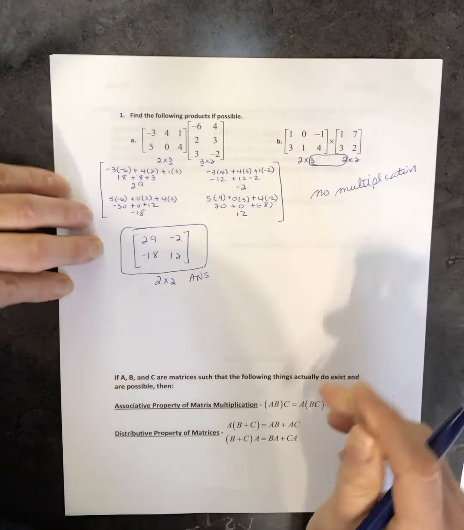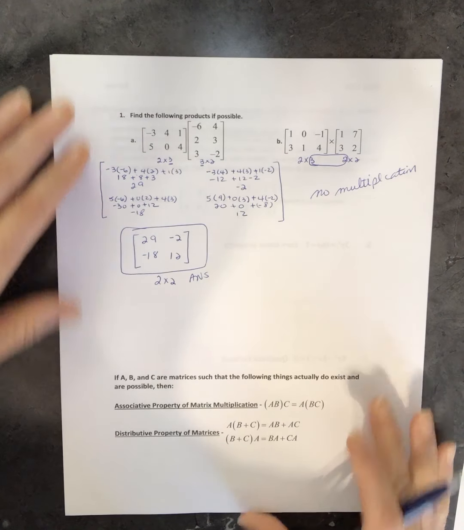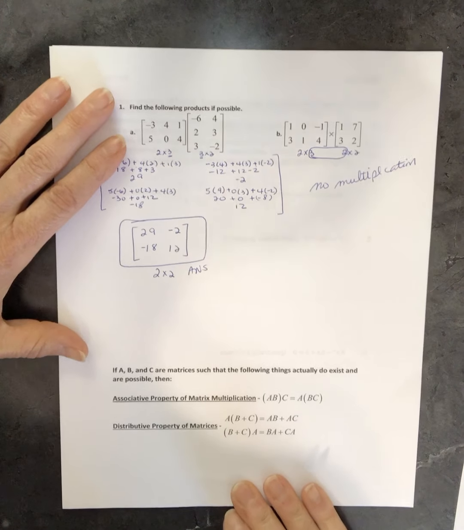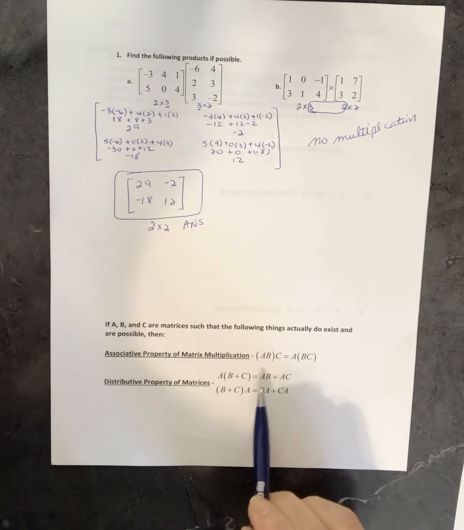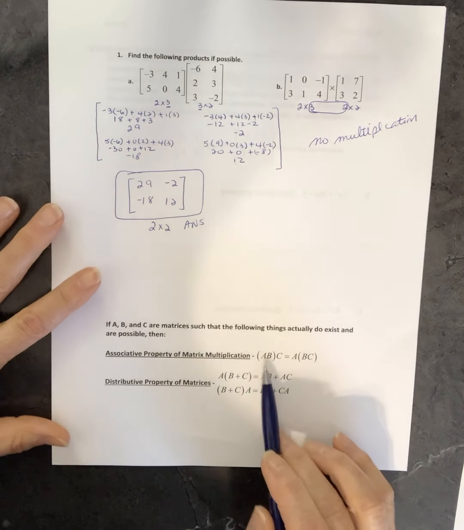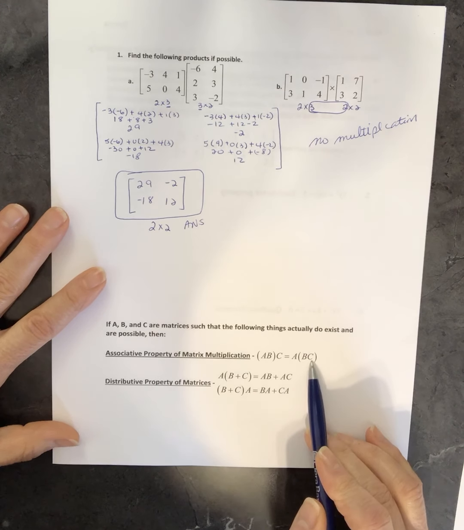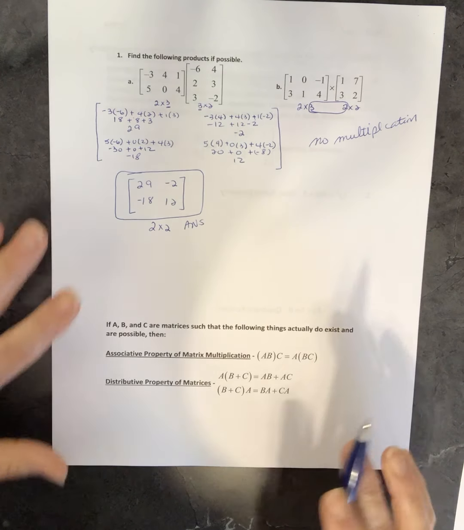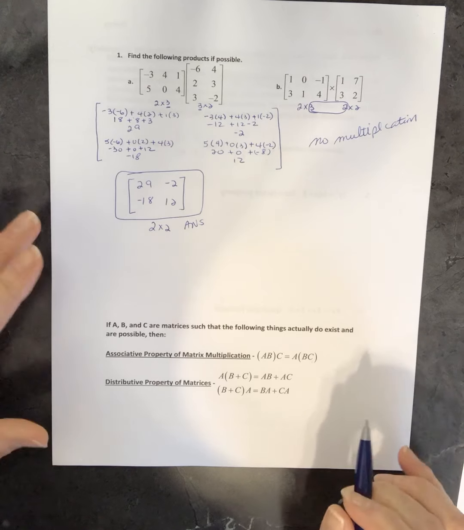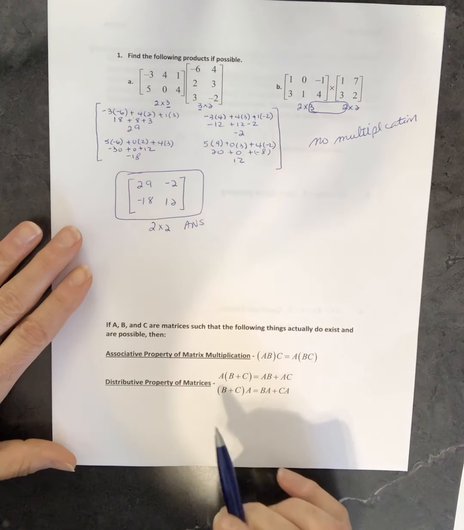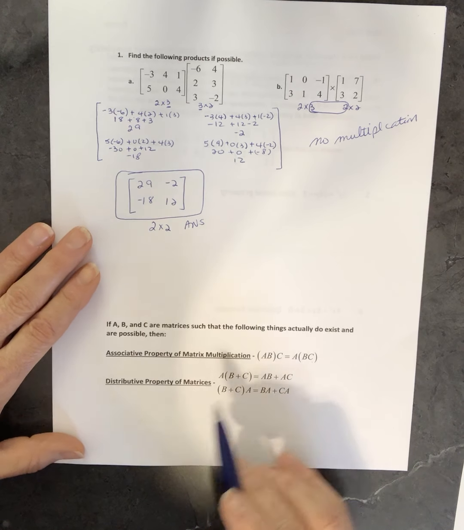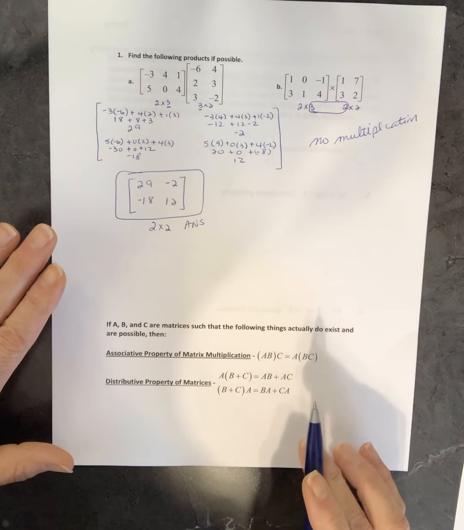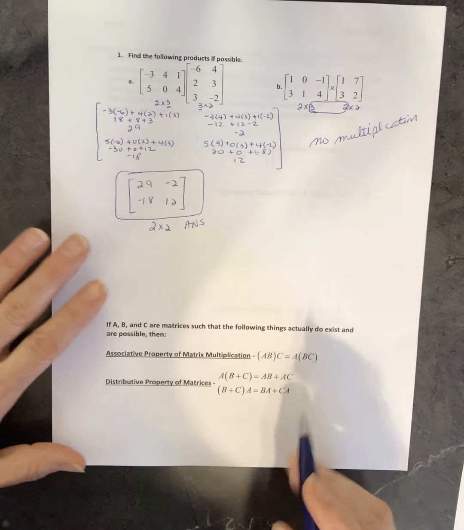It's impossible, okay? So looking down here at the bottom of my page, just a few properties to be aware of. We do have the associative property of matrix multiplication. As long as the dimensions work, then you can have associative property. We can also have the distributive property of matrices. Again, as long as the dimensions work, then you can have that property.